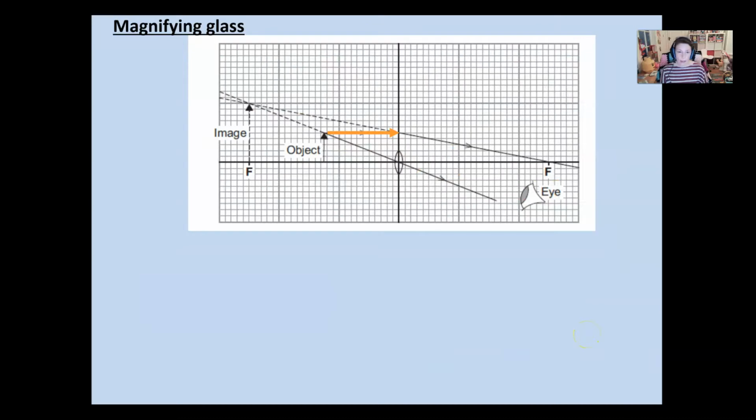And then we can do a magnifying glass. So with a magnifying glass, your focal point is here and the object is inside the focal point. So this one's a bit strange. So I've actually drawn the first line already, sorry. So a parallel line will go through the focal point. So here's our focal point here.